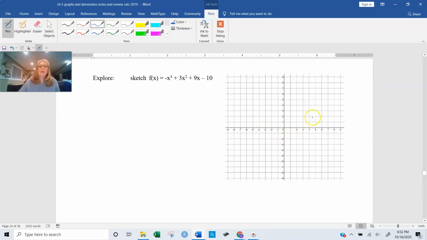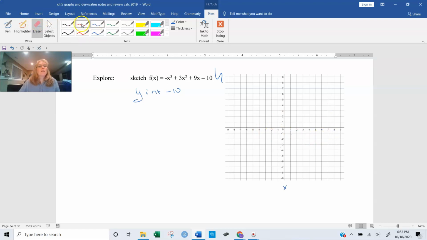First step, negative x cubed. So negative x cubed means it's going to end going negative, so it's going to look like so. Right, my y-intercept is negative 10, so we're going to put our y-intercept at negative 10. It's too hard to factor, so we don't care about the x-intercepts. And it's not rational, so there's no horizontal asymptote. Domain is everybody, negative infinity to positive infinity.